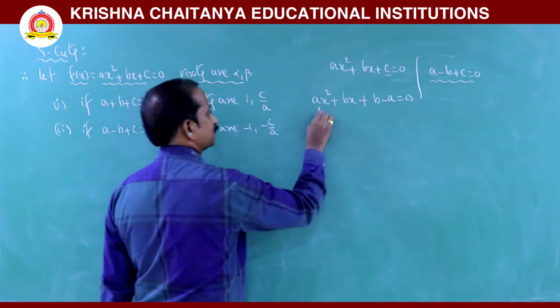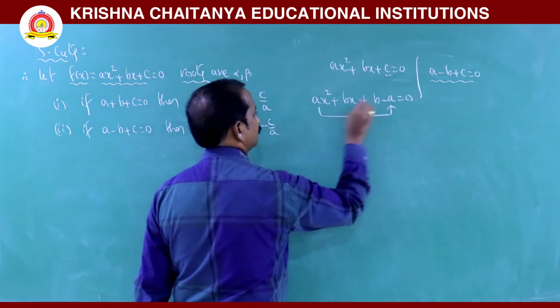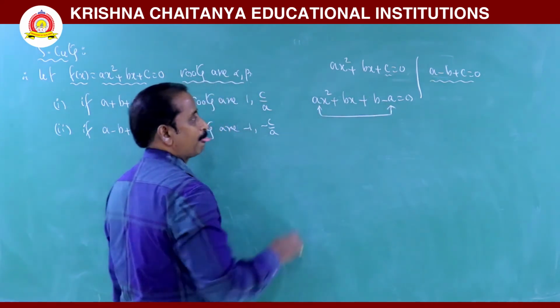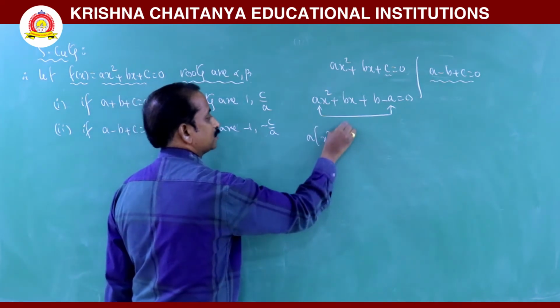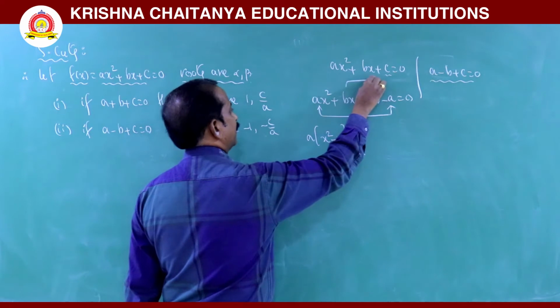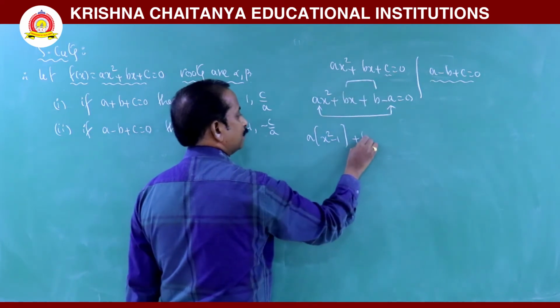Now, in the first and the last term there is a common a. When a is common, the remaining term is x square minus 1. From the second and third terms there is a common b.